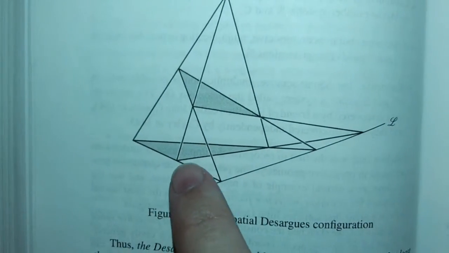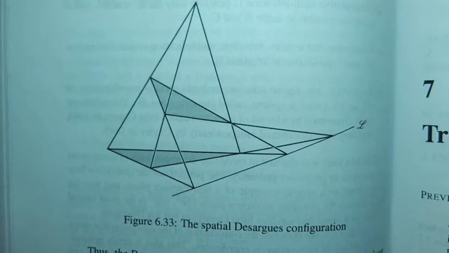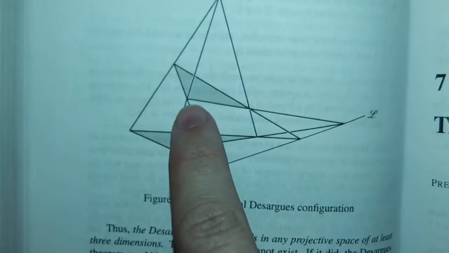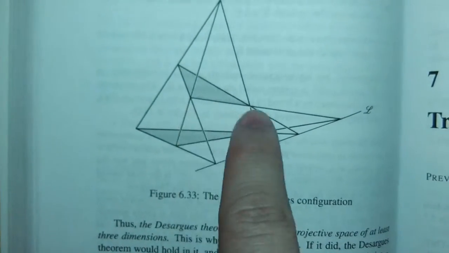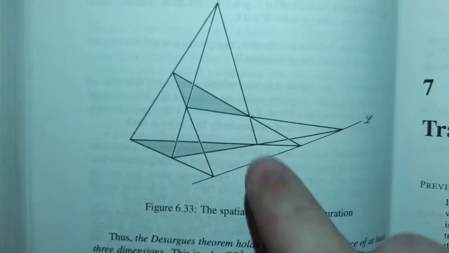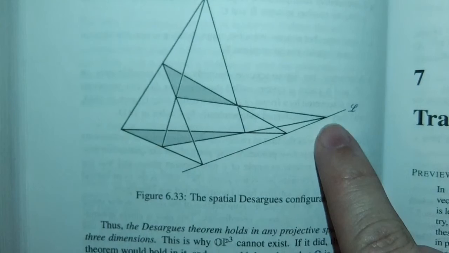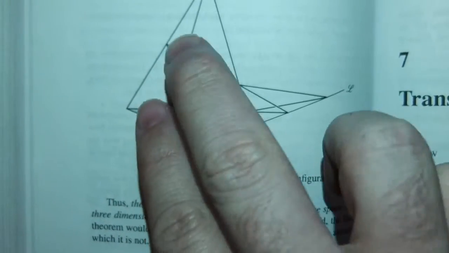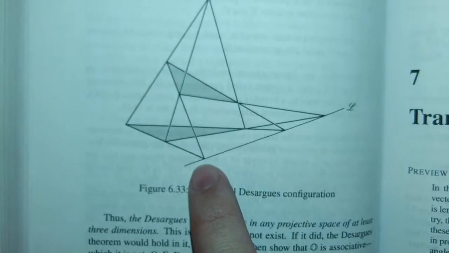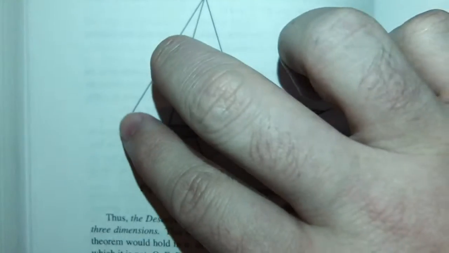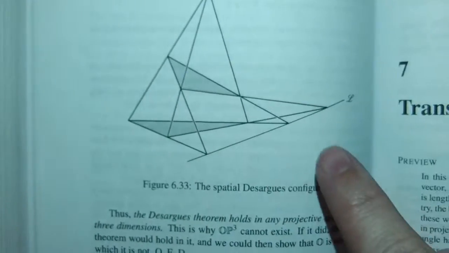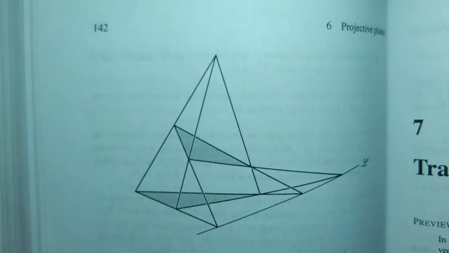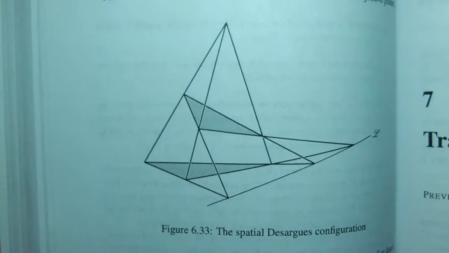Now I'm extending the sides of these triangles. Here I have this corresponding side for the bottom triangle. I extend both of those sides and they meet on some line L. If I extend two other corresponding sides, they meet on the same line L. And if I do the same for the third pair of sides, they meet on the same line L. And so this is the spatial Desargues configuration.